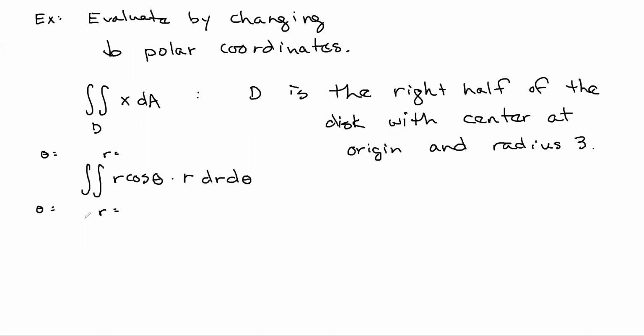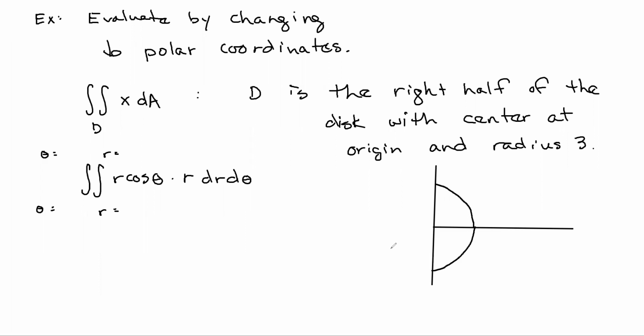Okay, so to figure out this part, it's just like the problems in the previous section with general regions. You need to sketch the D that they gave you, right? You need to go through and graph it. All right, so what are you told? You're told that it's the right half of the disk with center at the origin. By disk, they just mean circle. So it's this, the right half.